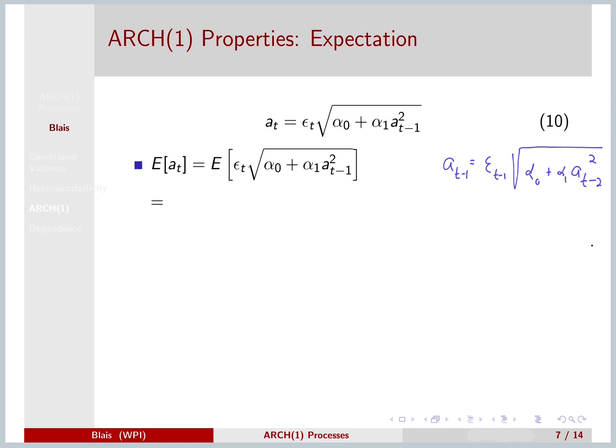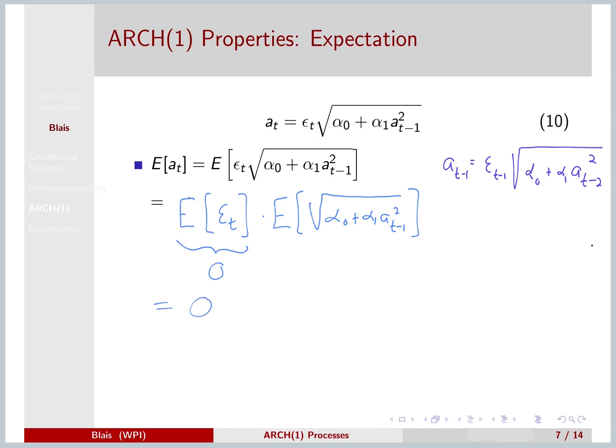And so we see everything here is happening at a time prior to time t. We have an epsilon t minus 1. We know the epsilon t and the epsilon t minus 1 are uncorrelated, and in this a t minus 2 squared term, we have an epsilon t minus 2, which is also uncorrelated with epsilon t. And that allows us to say the expectation of the product is the product of the expectations. And we know from the distribution of the innovations, the expectation of epsilon t is 0. So this is a mean 0 process.